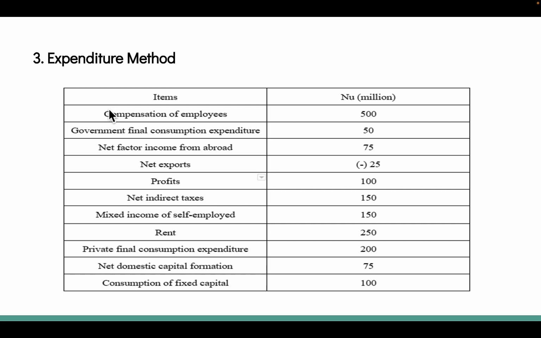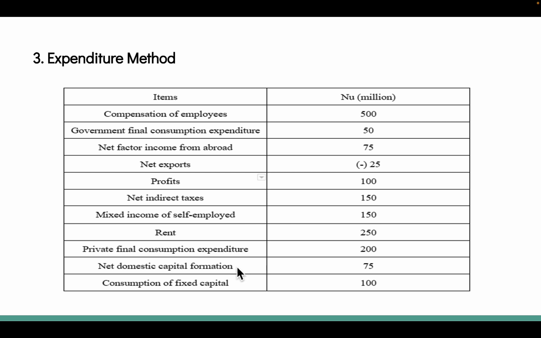When we calculate the national income by using the expenditure method, we have to add the expenses incurred by the different sectors in an economy on different purposes. For example, the first component here is private final consumption expenditure, which is given here. The second component is investment expenditure. When it comes to investment expenditure, sometimes they will directly give it as investment expenditure, but sometimes they will give it in the form of fixed capital formation or net domestic capital formation.